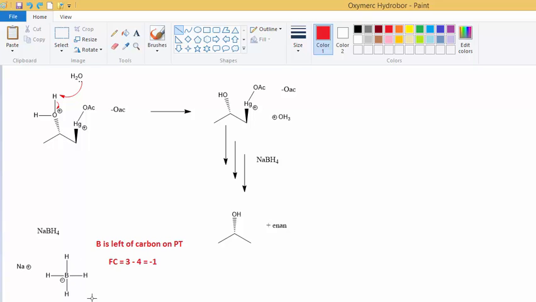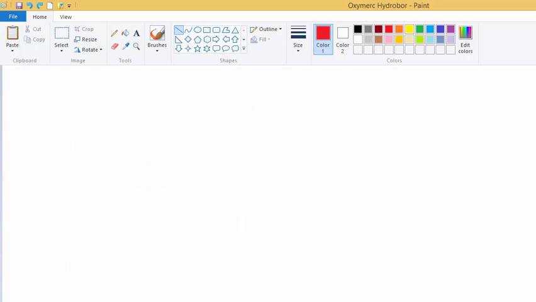If you actually find the mechanism for this online, you'll see that this bond breaks and is attached somewhere over here, and then some rather complicated mechanistic steps that you don't need to worry about happen, and finally you just get the H added here. Okay, that said, let's look at our second reaction for the day.